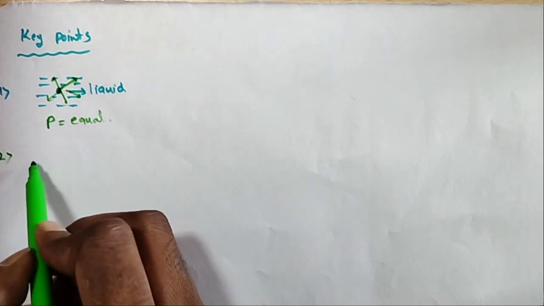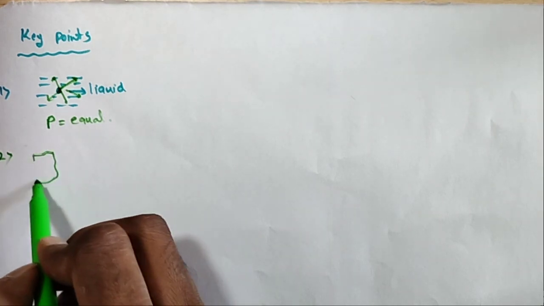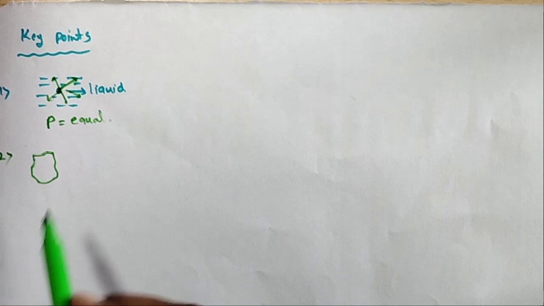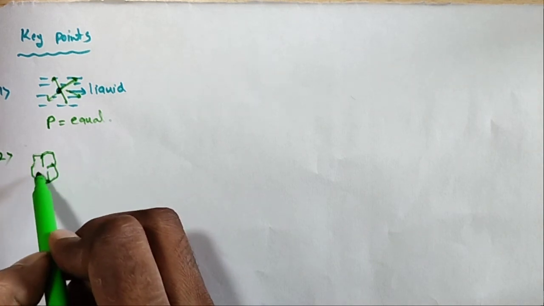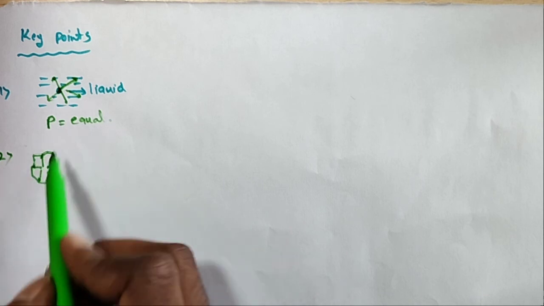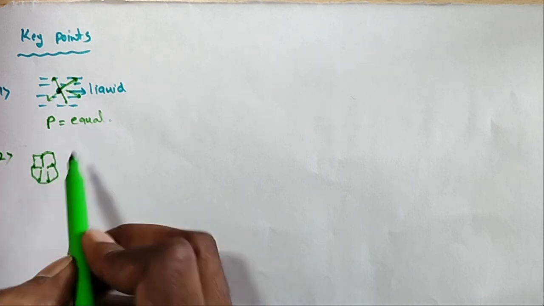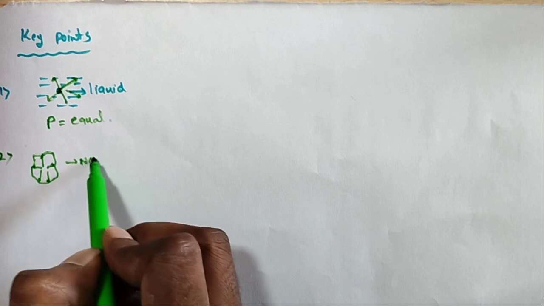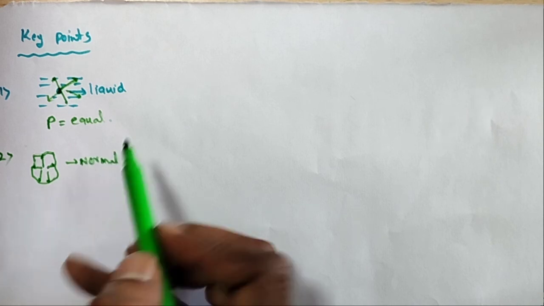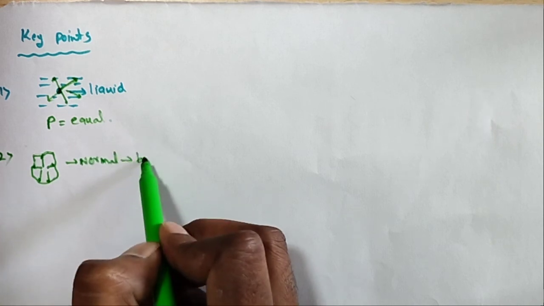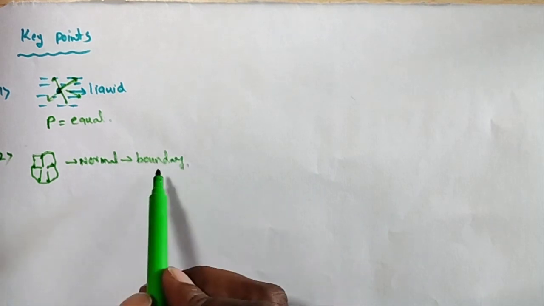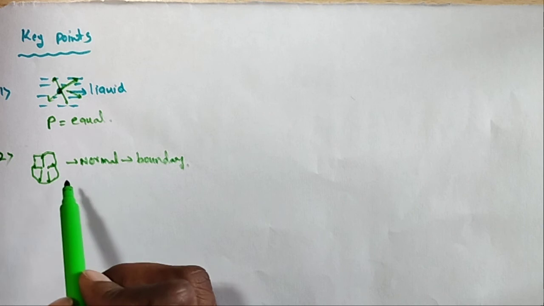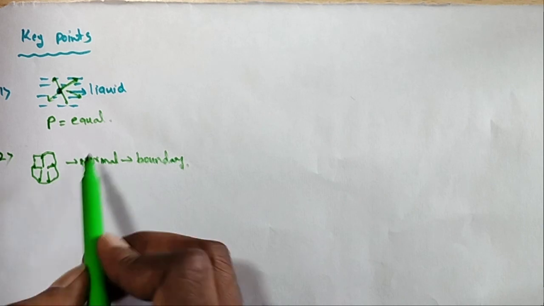And here this is one object. The pressure always acts normally, like this arrow mark indicates. So the pressure always acts normally to the fluid boundaries, because static fluids cannot sustain a net tangential force.